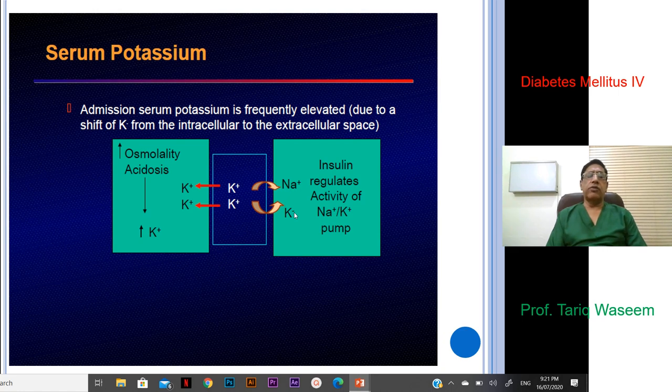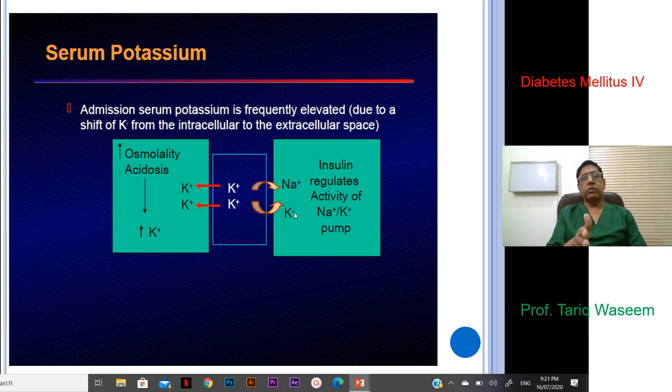Similarly, when you treat these patients with insulin, it leads to movement of glucose from the extracellular space to the intracellular space. Whenever glucose moves from the extracellular to the intracellular space, potassium moves in along with it. This is called facilitated transport.